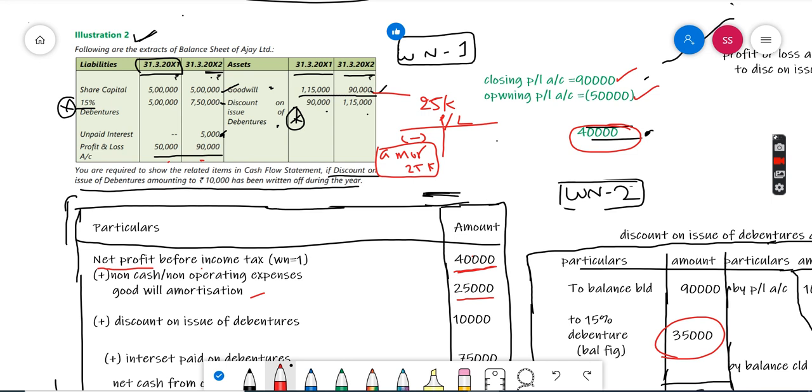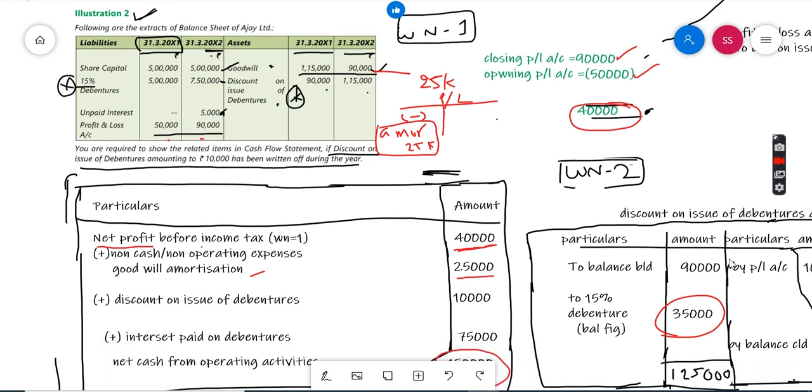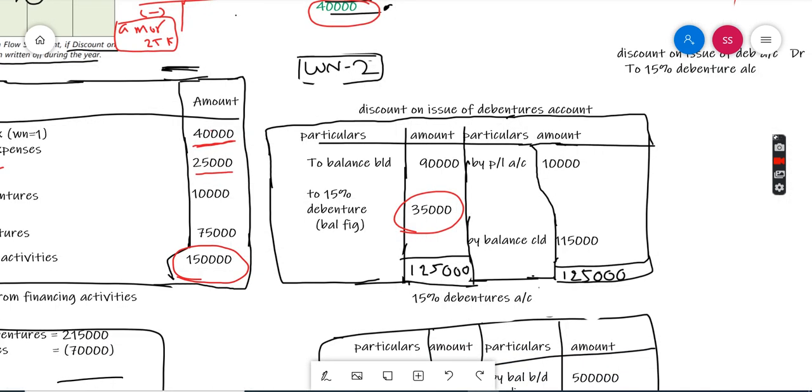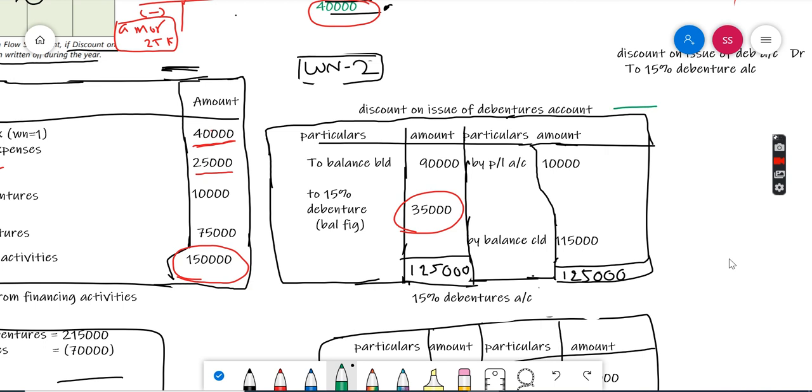Now, discount on issue of debentures. There is an opening and closing, and we need to prepare a ledger for that to get a better picture. So we will prepare the discount on issue of debentures account. Discount on issue of debentures is an expense, and expenses show a debit balance, so the opening balance should be on the debit side. This is the opening balance, which is given in the question, and this is the closing balance, also given in the question.